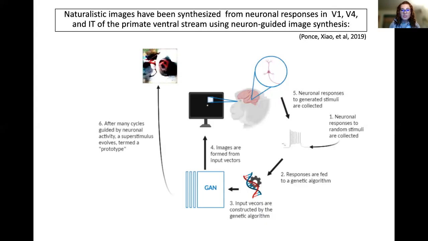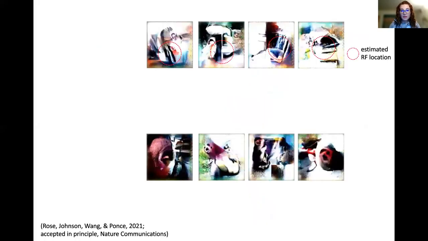Prototypes have been synthesized in this way from neuronal responses in the primary visual cortex, V4, and inferotemporal cortex of the primate ventral stream. To control for low-level visual statistics, we also generated shuffled prototypes by permuting the input vector of each prototype. Interestingly, evolutions from inferotemporal cortex, or IT, often generated prototypes with visual attributes reminiscent of natural pictures of monkeys, such as fur texture, color, and general shape.